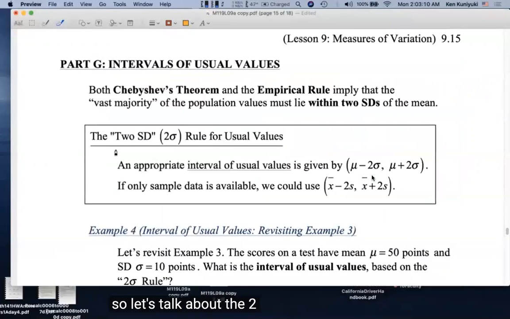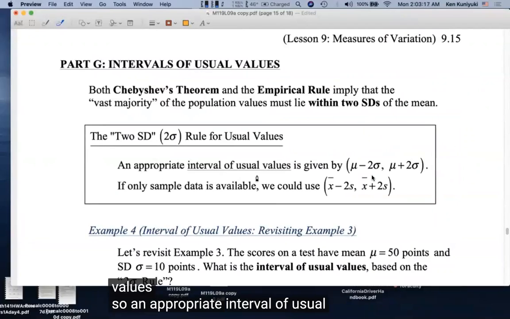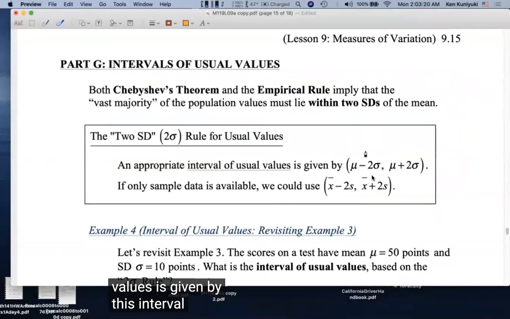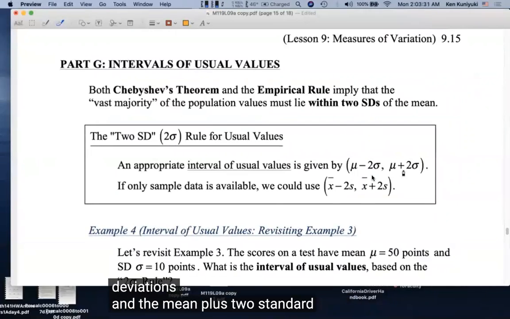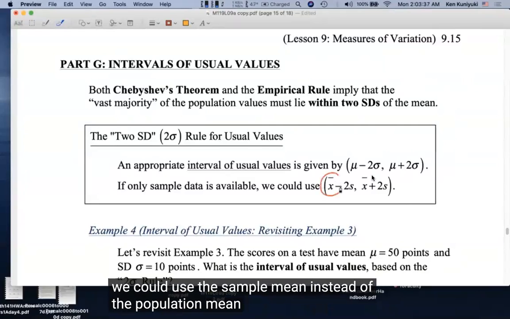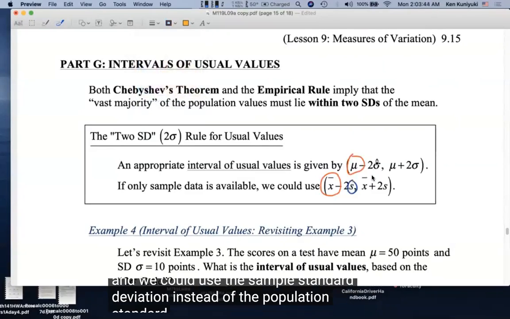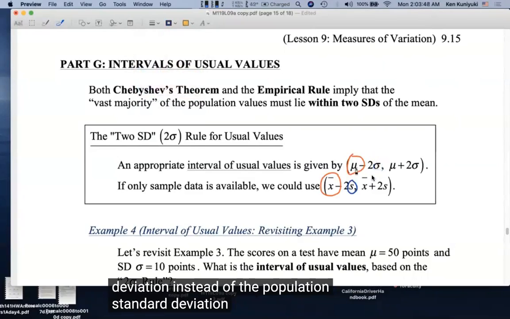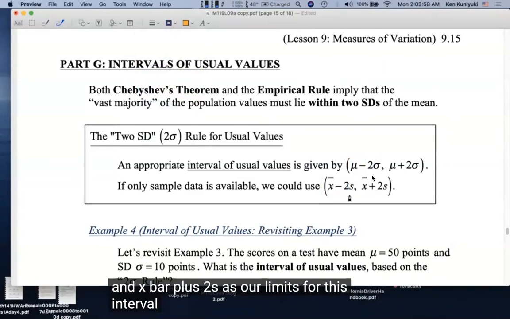So let's talk about the 2SD or 2 sigma rule for usual values. An appropriate interval of usual values is given by this range of values from mu minus 2 sigma to mu plus 2 sigma. Basically, the mean minus 2 standard deviations and the mean plus 2 standard deviations. If only sample data is available, we could use the sample mean instead of the population mean, and the sample standard deviation instead of the population standard deviation. So for sample data we could use x bar minus 2s and x bar plus 2s as our limits for this interval of usual or typical values.